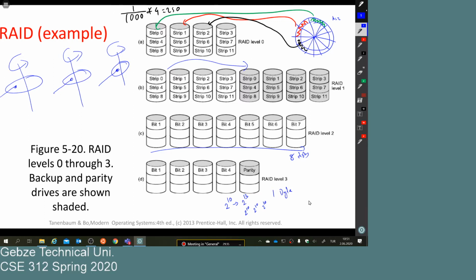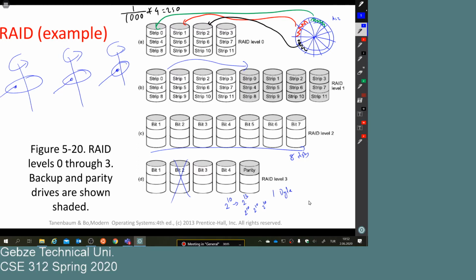Any ideas? Reliability? What do you mean, Yasin? You mean in B there are backup strips, but look at D. Level 3, there is a parity disk. So this one keeps the parity. If this one crashes, I can get that information from the parity disk.